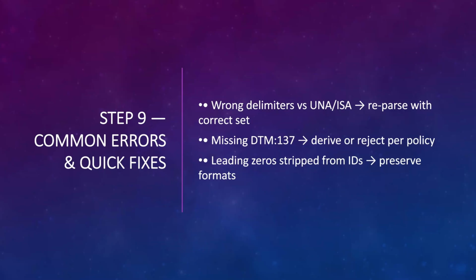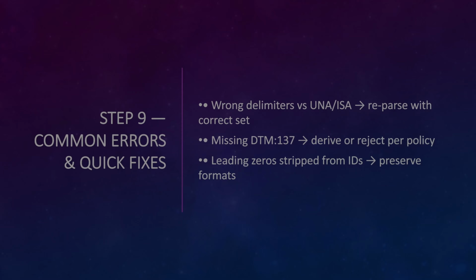Many EDI errors repeat across partners. Wrong delimiters usually mean reparsing with the correct UNA or ISA. Missing interchange dates may require rejection or control derivation. Leading zeros in identifiers must always be preserved to avoid mismatches.